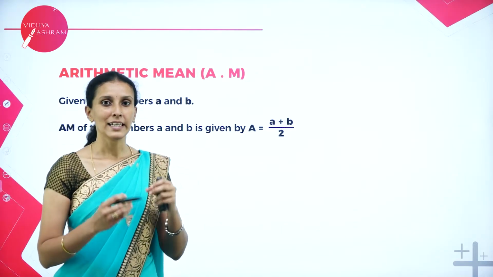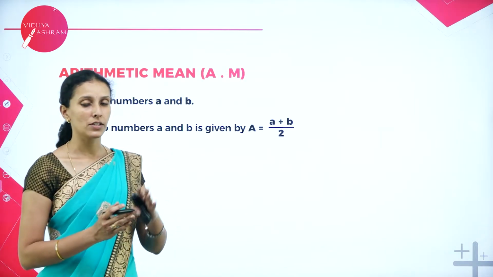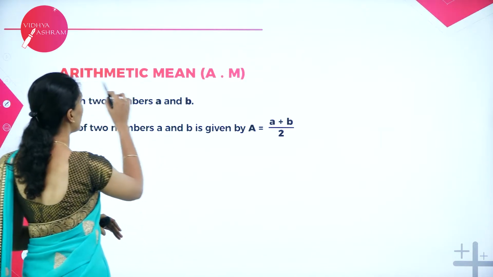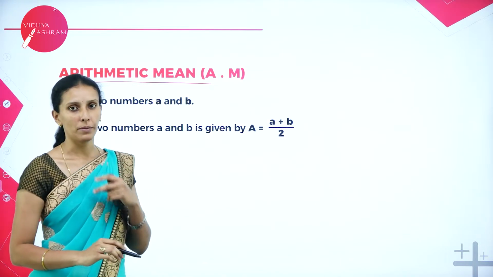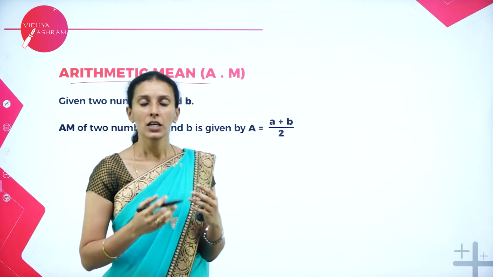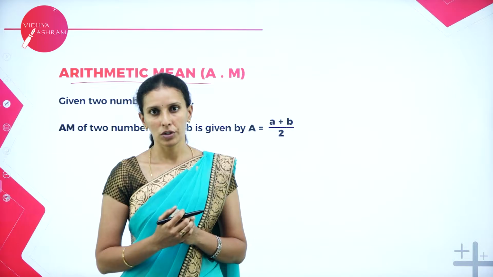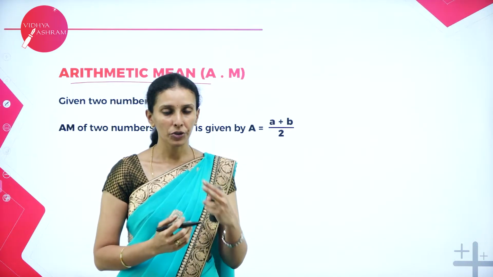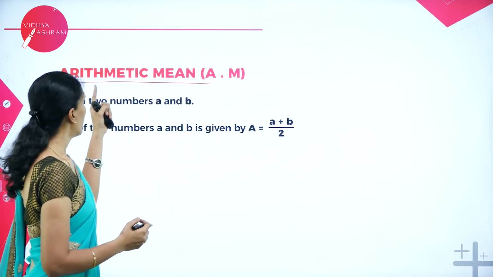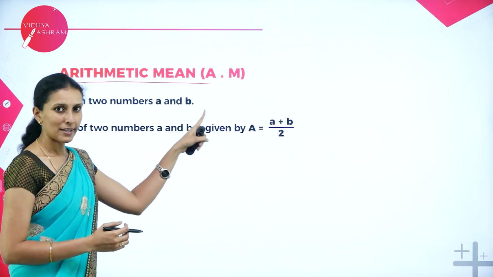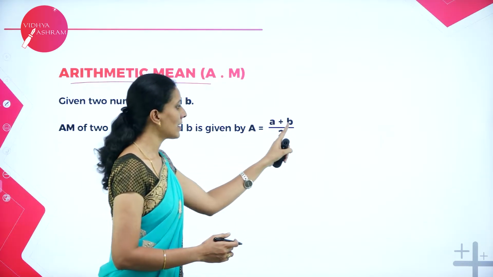Next, we come across the arithmetic mean of numbers. Here, arithmetic mean is nothing but the average of two numbers. We know that average is nothing but the sum of all numbers divided by the total number of numbers. So here you have only two numbers. The arithmetic mean of any two numbers A and B is given by A plus B by 2.